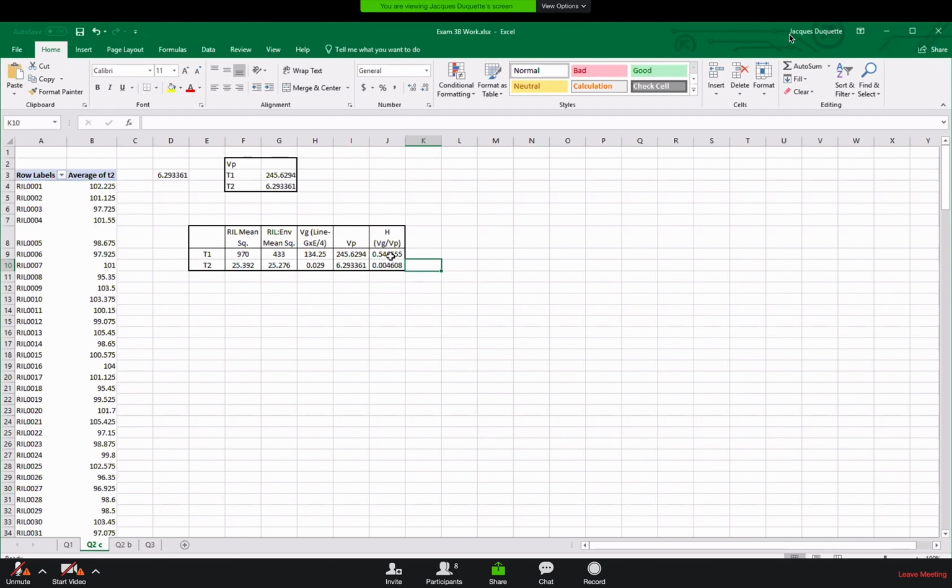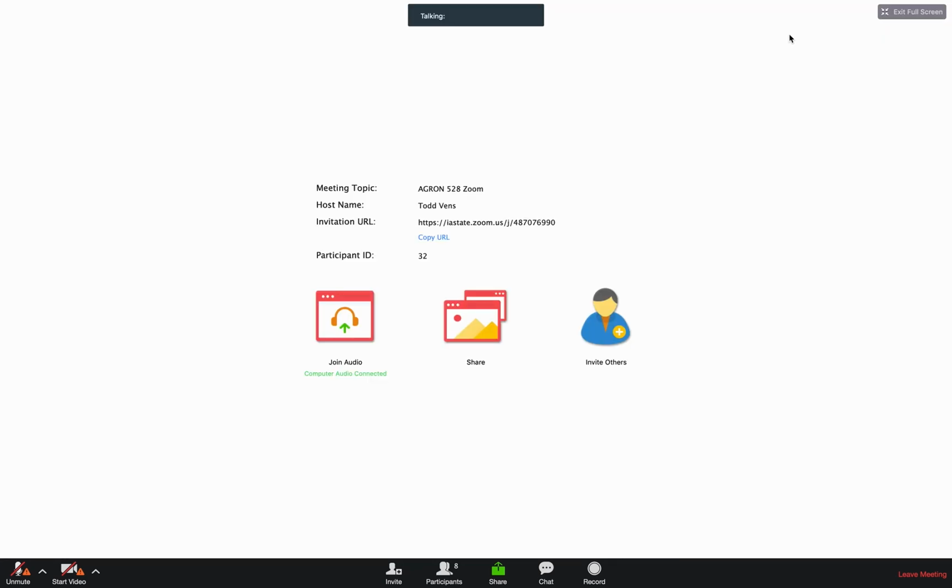Yeah, these are really low heritabilities too. I suppose we can expect that because these are F5s, right? Yeah. Yeah, okay. Wow!